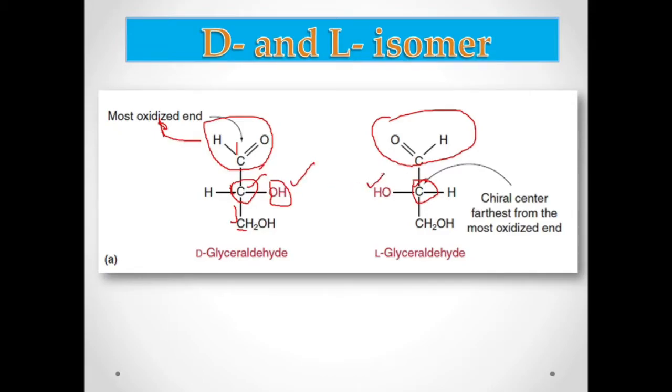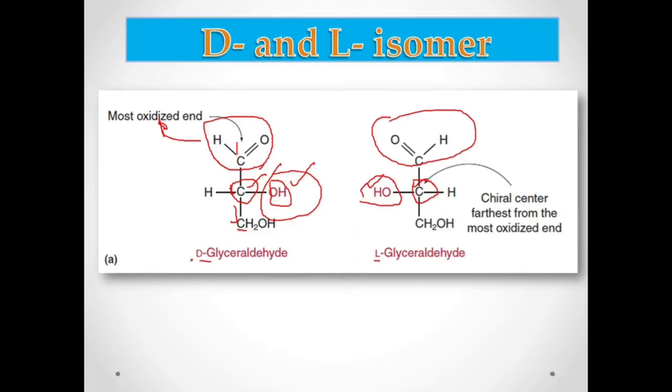Then you look at its OH. Where is it bonded? If it is on the right of that carbon, then that is a D. Okay. If that OH is found on the left, then that is an L. Easy? Yes, it is easy because you just look at the last chiral carbon, and whenever the OH is found on the right, then that is a D. Whenever an OH is found on the left, then that is an L.